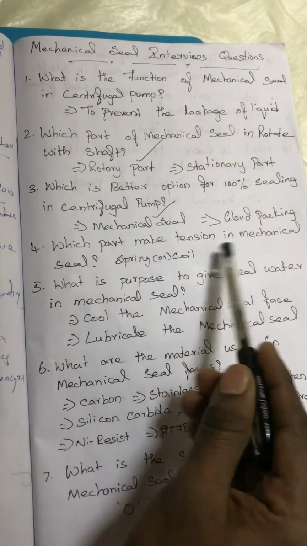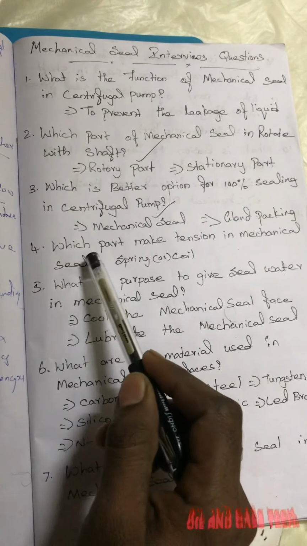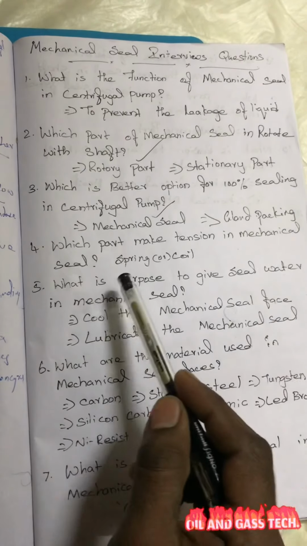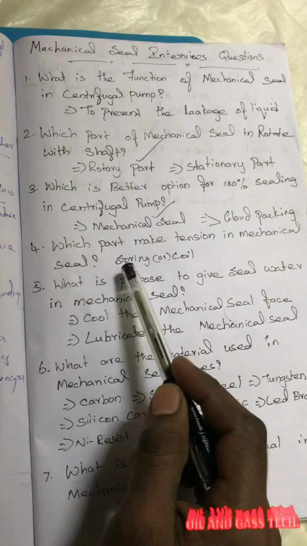Which part makes tension in mechanical seal? Spring or coil? We call it spring or coil.